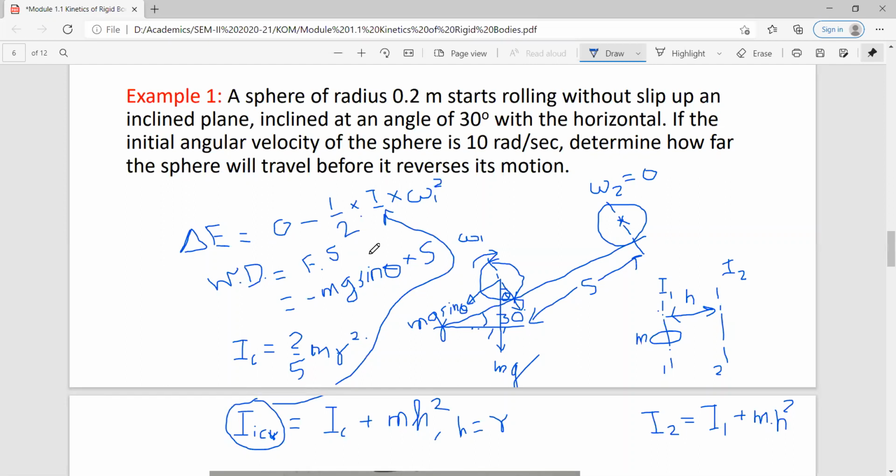Okay, so I think I have shown you everything. Right now I will expect the answer from you. You solve it and tell me what the answer is. See, it is very simple. You have to remember this: work done is equal to change in kinetic energy.